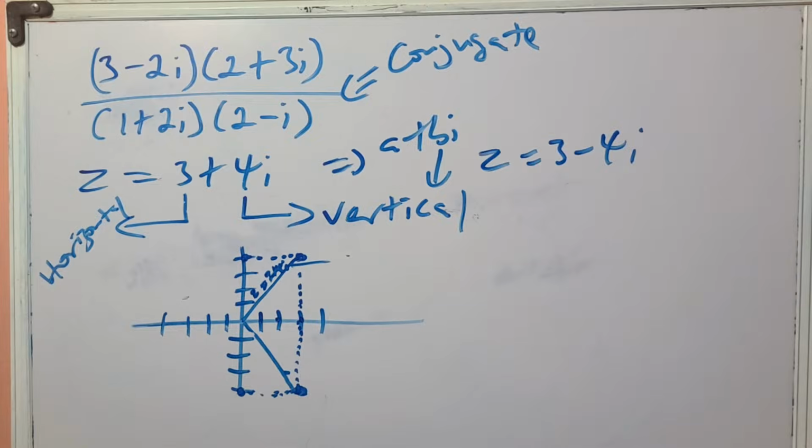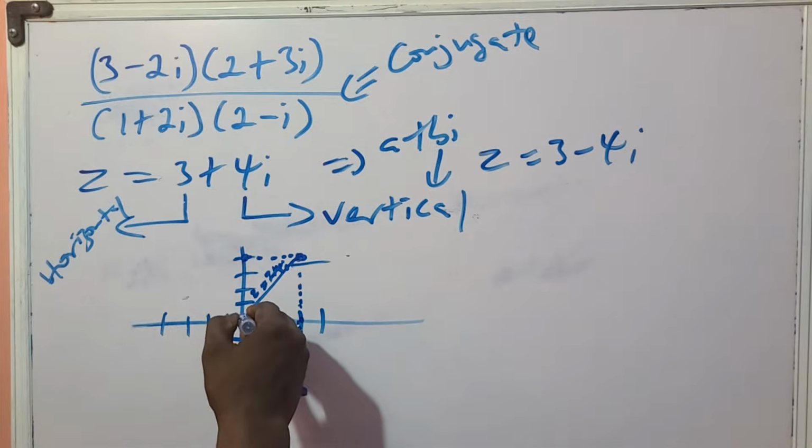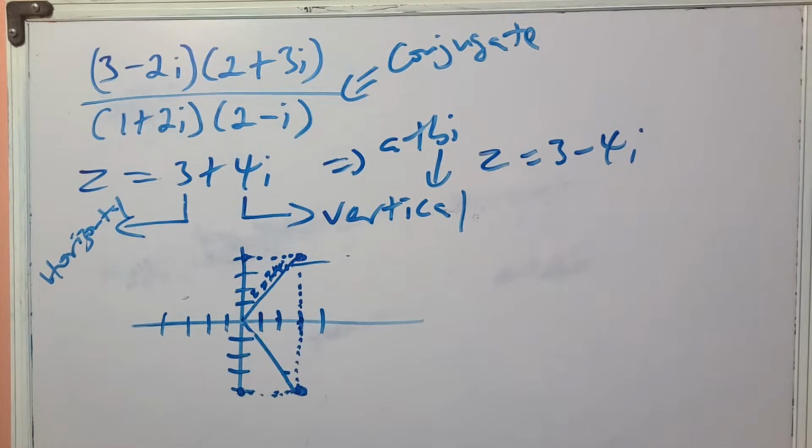And this point here, the distance from here to here is always going to be the modulus. Sorry, I said, is it the modulus? Yes, the modulus. So the distance from here to here will always be whatever the value of the modulus is.